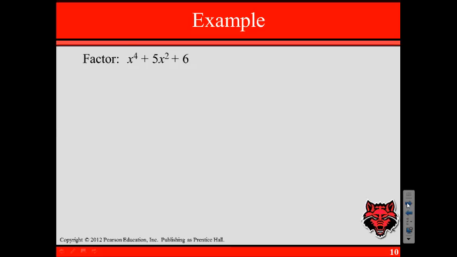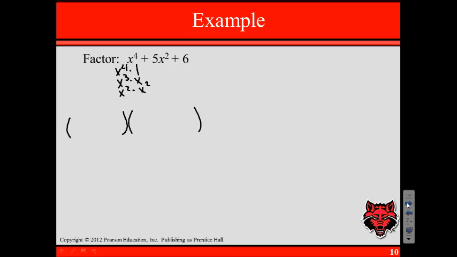Now let's factor x to the 4th plus 5x squared plus 6. Because we don't have x squared, we know it can't be x times x, because x times x is x squared, not x to the 4th. To get x to the 4th, we have a few different combinations. It could be x to the 4th times 1, or x cubed times x, or x squared times x squared.